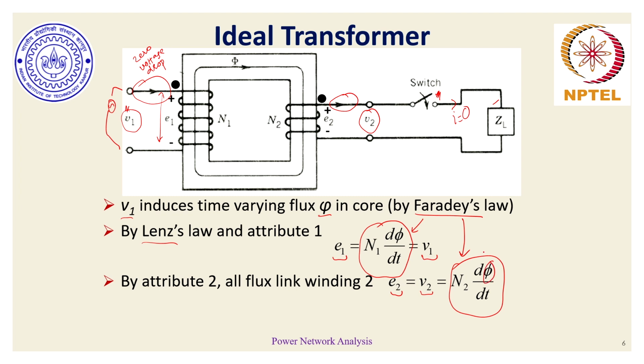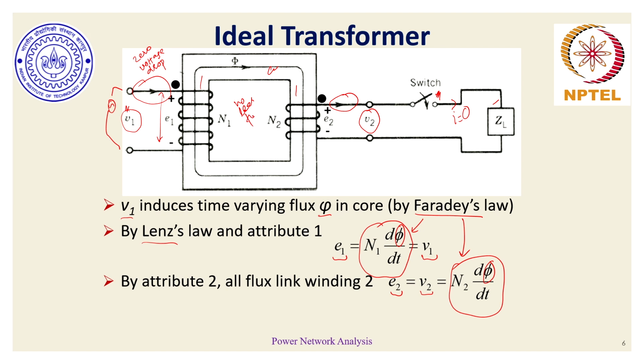Here phi is the flux which is present in the core. This flux is again having no leakages. So whatever flux is associated to the primary and secondary, all of it is linked to the core itself. There is no leakage at all.